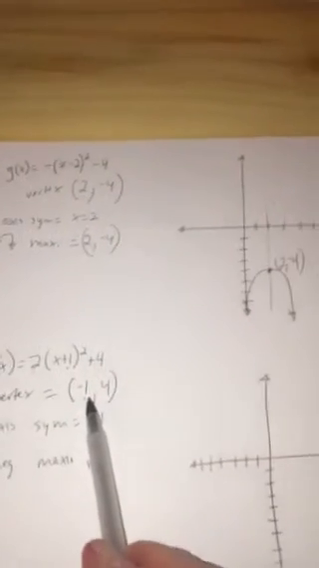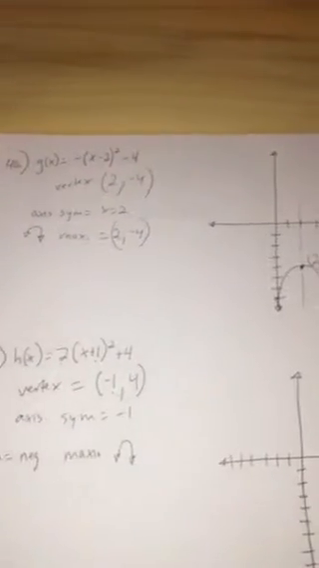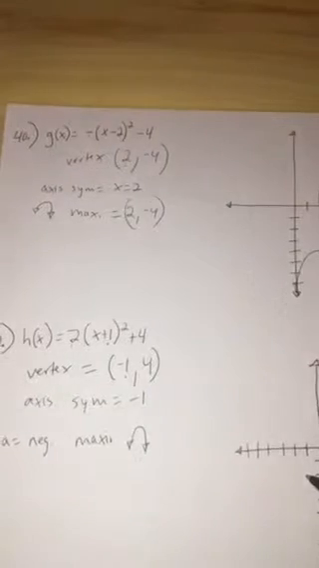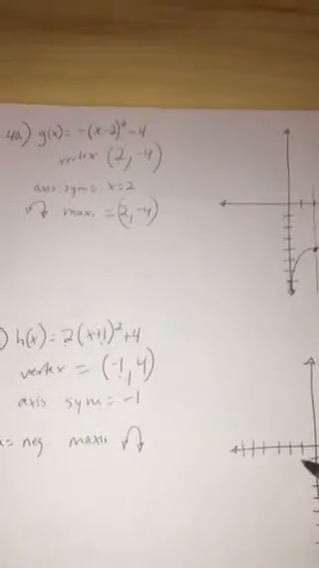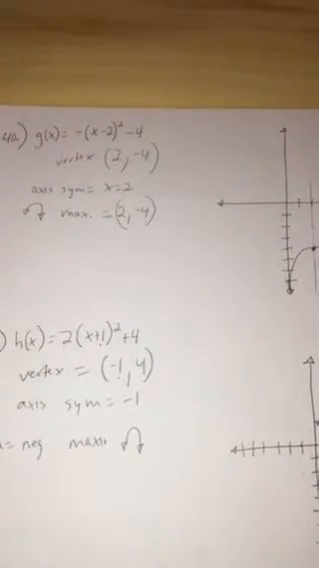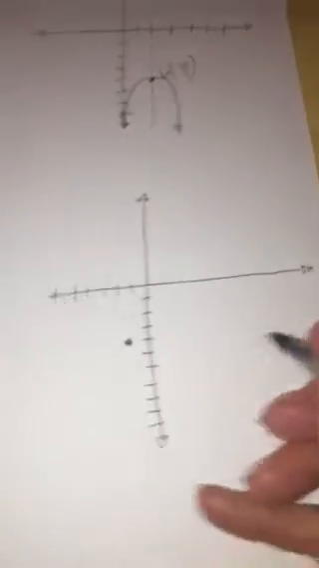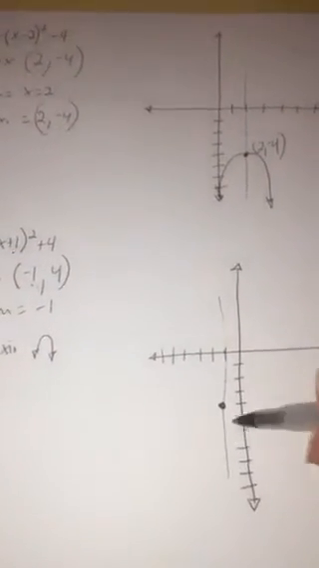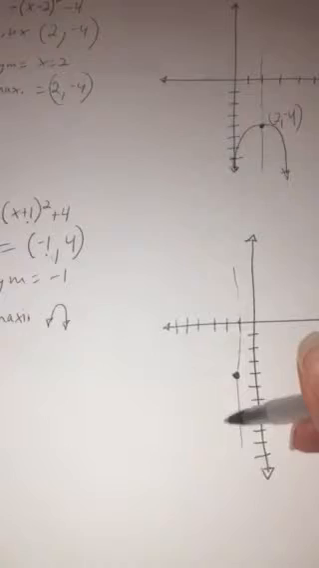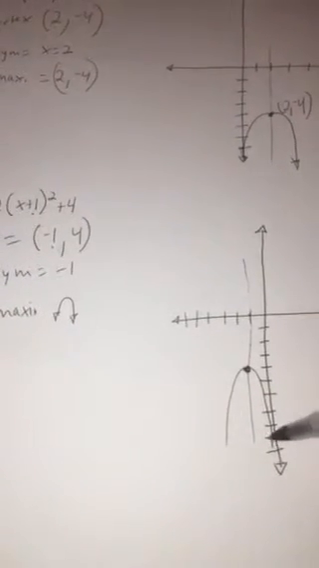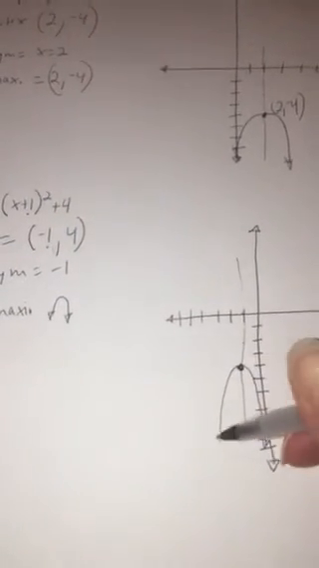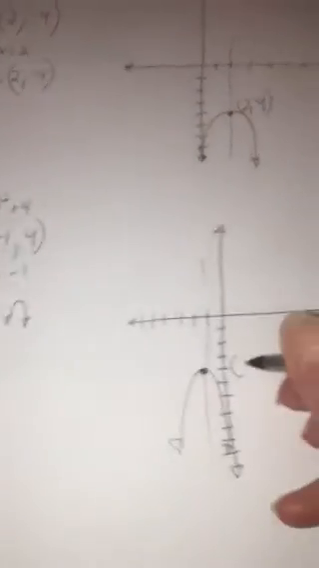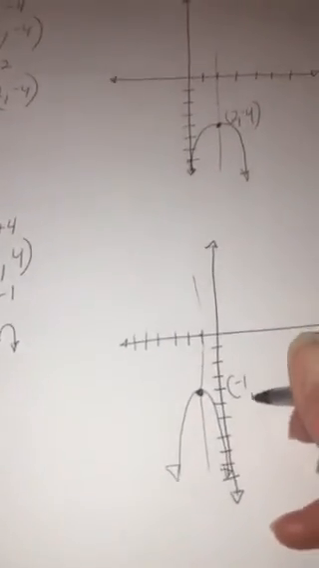So I'm going to come over, and the max is going to be -1, 4. So -1, 1, 2, 3, 4. There's my vertex at -1, 4. Here's my line of symmetry, and I'm going to graph it. I should have made that a dotted line. But again, it's going to go downward, and you can see that this is the max, this -1, 4.